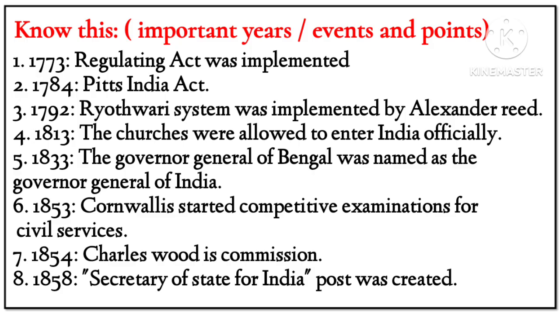1813: the churches were allowed to enter India officially for opening education. 1833: the Governor General of Bengal was named as the Governor General of India. 1853: Cornwallis started competitive examination for civil services.